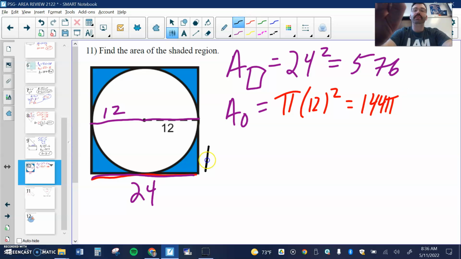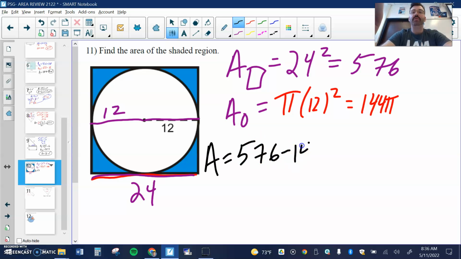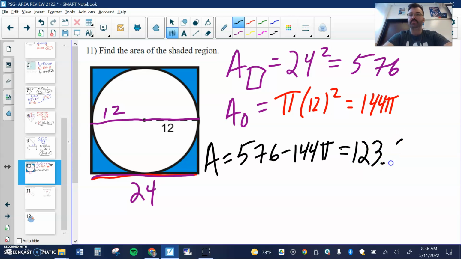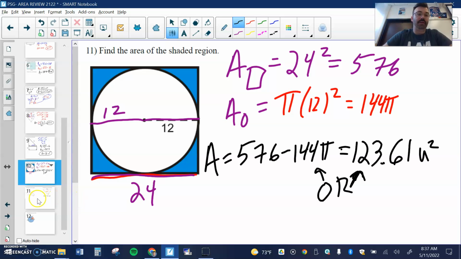Now the area of the shaded region, I could write it 2 ways. I could do 576 minus 144 pi units squared, or I could actually figure out that decimal. Some of us like to put that into our calculator and get 123.61 units squared. Both of these will work. I'll take either one. Oh, we'll keep going.